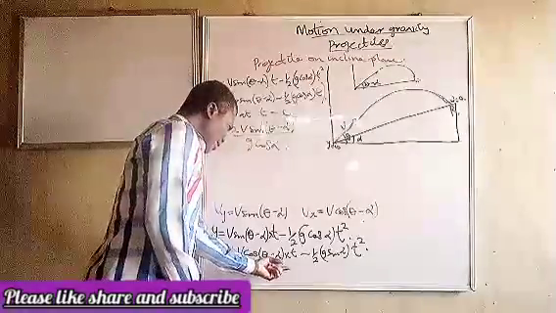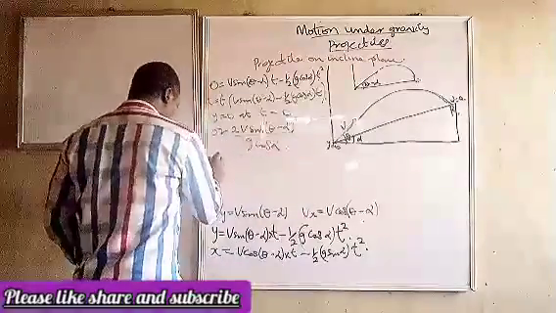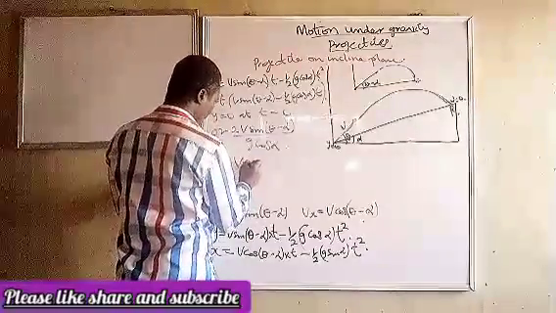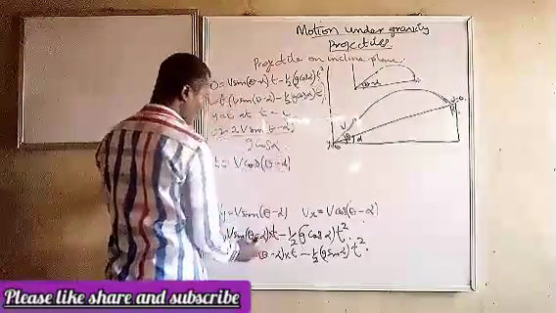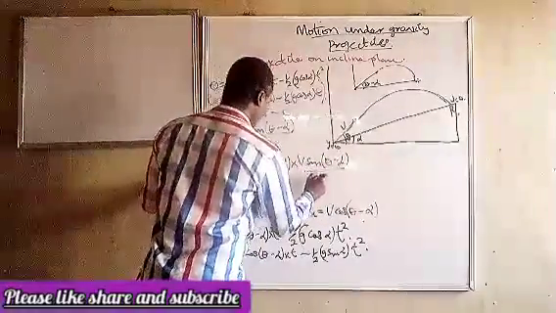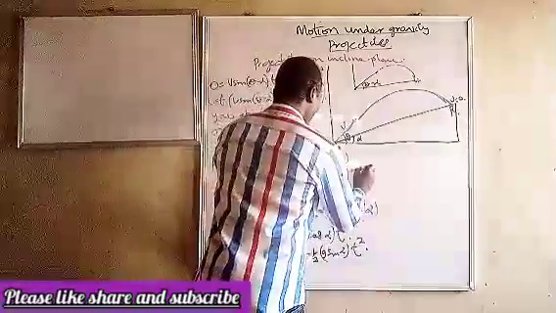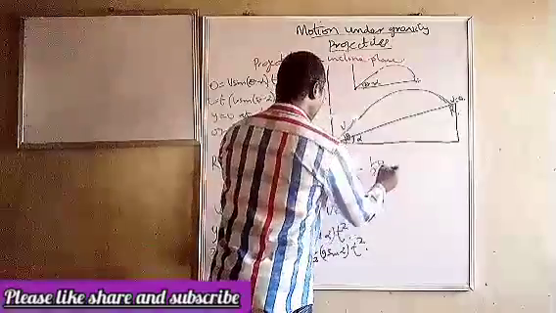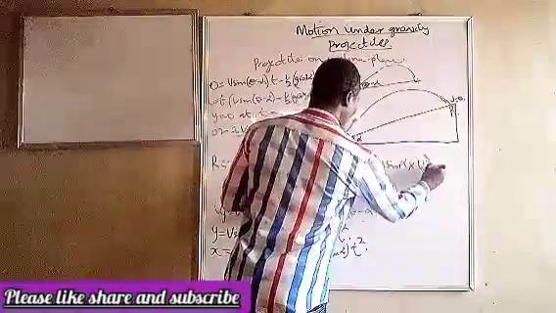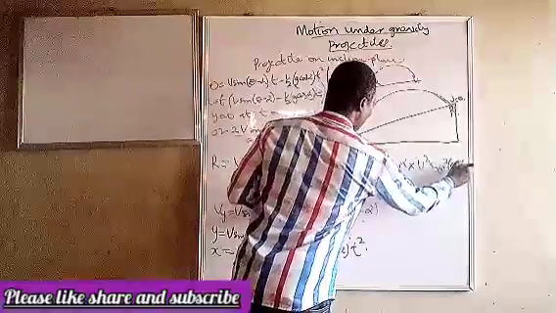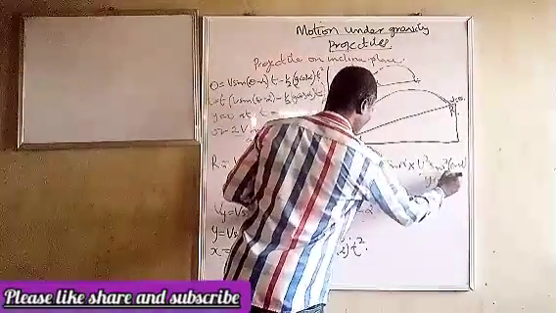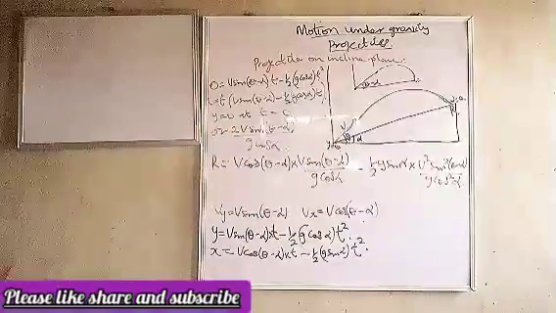This t, we will now substitute in this place to find our r. So r along the inclined plane will be v cos theta minus alpha times v sine theta minus alpha over g cos alpha, minus half g sine alpha times v squared sine squared theta minus alpha over g cos squared alpha. That is our r now.